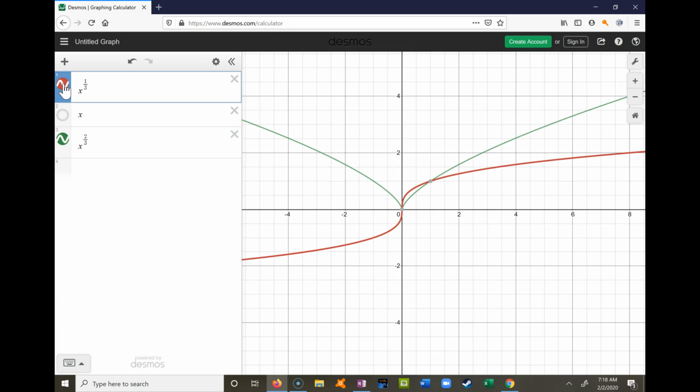But so the main idea, when you're graphing these, is to look for that key point and plot that first, and then just plot some points around it. All right.